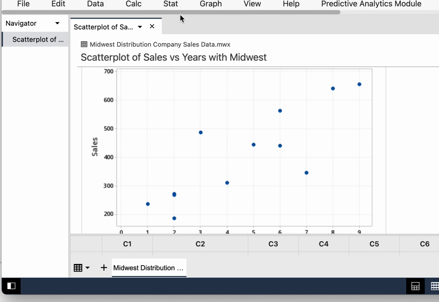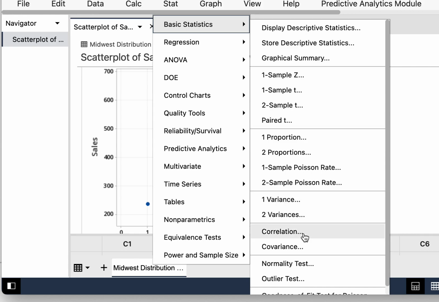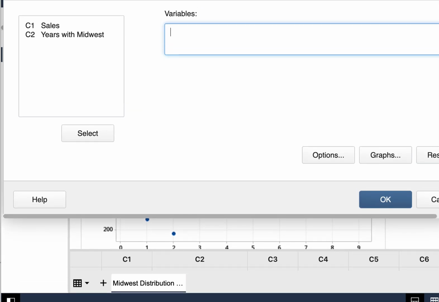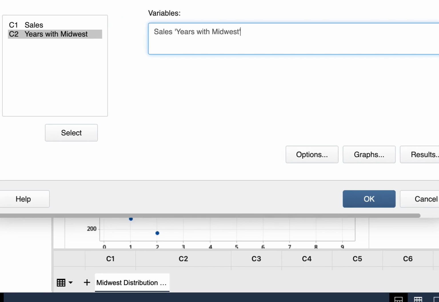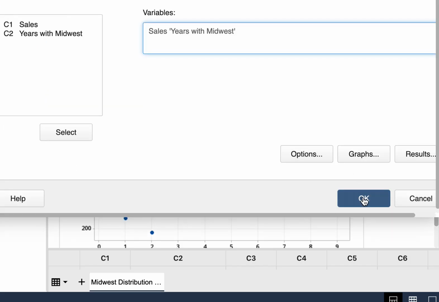The way that I do that is I go to Stat, Basic Statistics, and Correlation. And then in this box, I'm going to put my two variables. Now, it doesn't matter what order you put them in, actually. The correlation calculation is the same. So I'm going to click on Sales and Years with Midwest and put those in the variables box. And then I'm going to click on this Results box and check the box that says Pairwise Correlation Table. I need to do that in order to see what the p-value is, if my question is asking for the p-value. So check that box, click OK, and then click OK again.